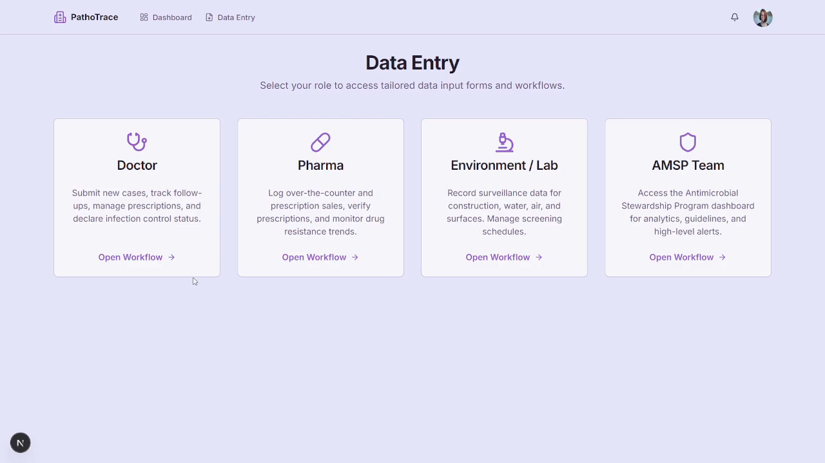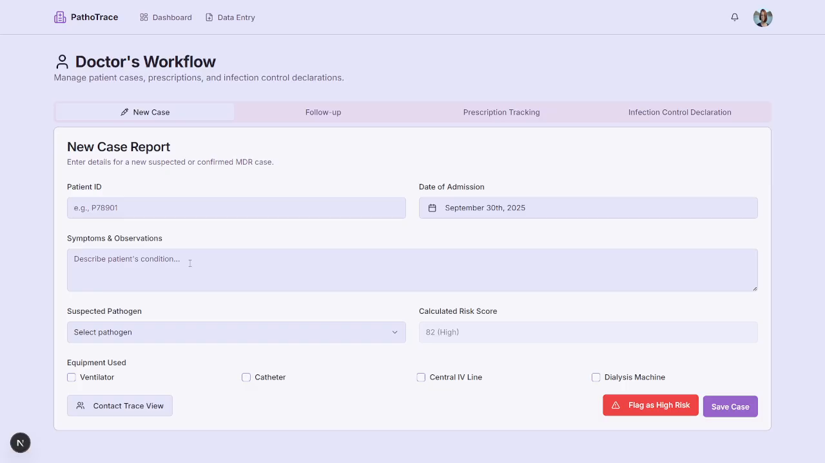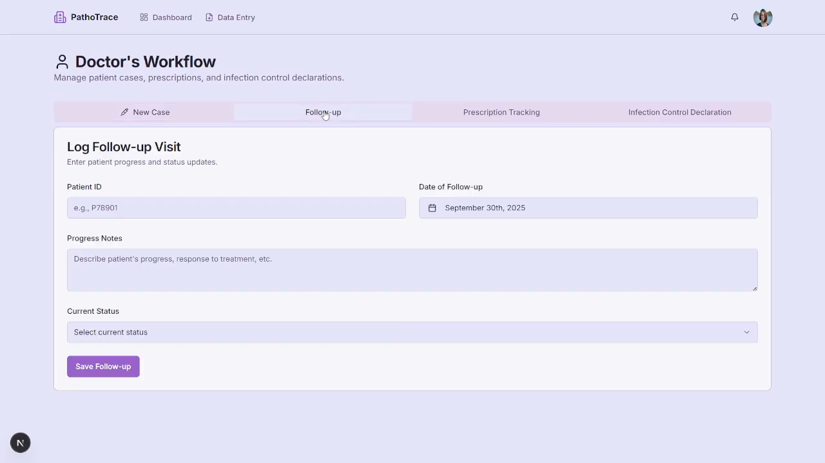We have the data entry by four major stakeholders. One is the doctors and the clinicals, the pharma team, the AMSP team, as well as the environment survey team. Looking at the doctor's workflow, a clinician will be able to enter patient data, symptoms observed, the date of admission, and the suspected pathogen in the case of the patient. At the same time, the doctor can also make additional notes on which equipment were used, like catheter or ventilator, dialysis unit, etc. Because these are all modes of spread of a multi-drug resistant pathogen.